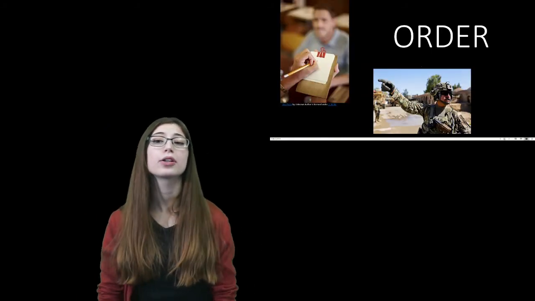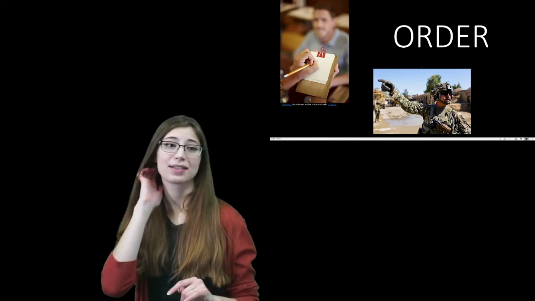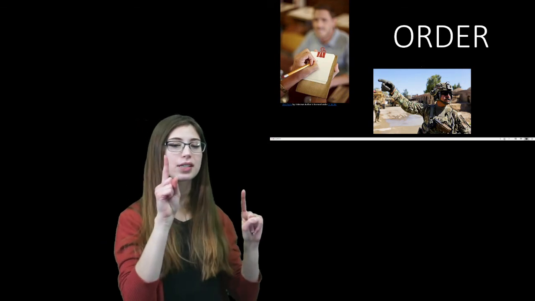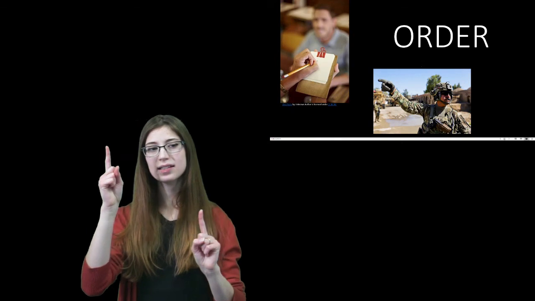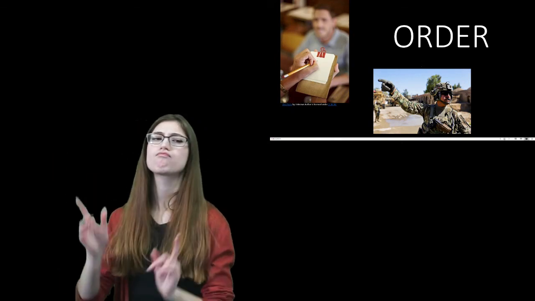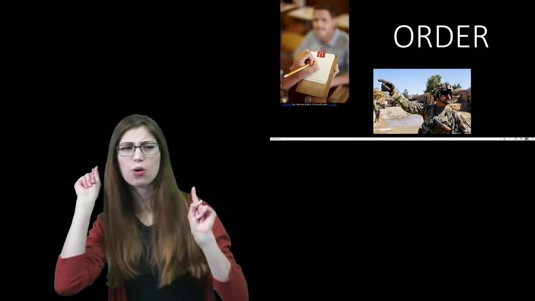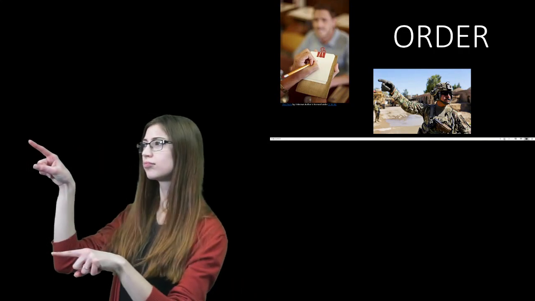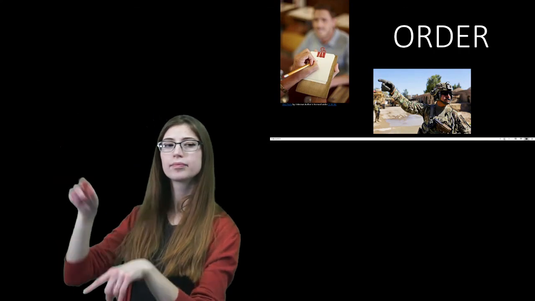Order. This could mean ordering at a restaurant or giving a command. Same sign. So you are going to do two 1 handshapes. Your dominant hand will be slightly above your non-dominant hand. And these are just going to flick outwards. Order. I'm ready to order, or I order you to go. This movement is mostly just in your wrists, so just a little flick.